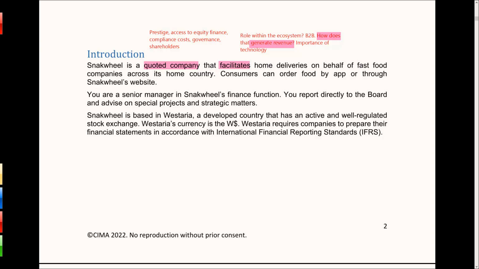Okay, so Snakwheel is a quoted company that facilitates home deliveries. So here's another key insight here. We're talking about home deliveries. Who's going to be doing those home deliveries? That goes back to the question I raised a moment ago, whether the delivery drivers, riders, whatever they are, whether they're in cars or on bicycles, are they employees hired by the company, or are they third-party contractors without some of those benefits that come with being an employee, but also other benefits of not being an employee?